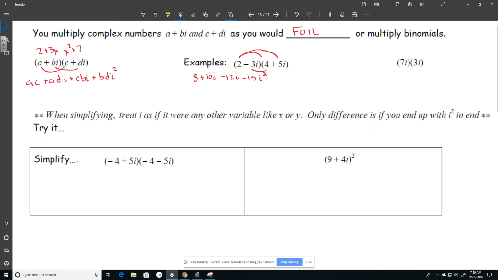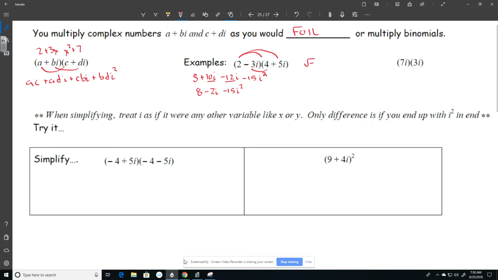Now, here's where simplifying gets a little bit different, because right now we want to combine like terms. 10i's minus 12i's. So this becomes 8 minus 2i. And then I have minus 15i squared. But I'm not done yet, because i squared simplifies.